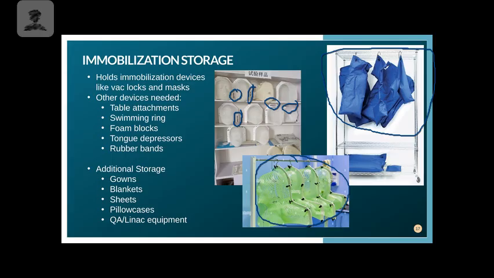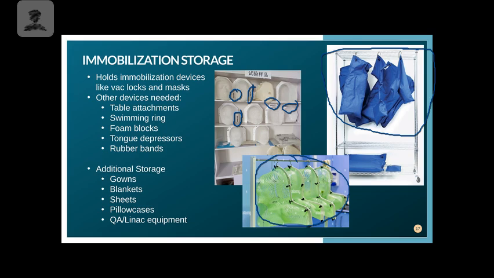If you have tongue depressors for any reason, or rubber bands, again, they'll kind of have their own miscellaneous spot. We may also need additional storage locations for gowns if we have to change the patient, and blankets, especially if they're cold. Some places will have the warm blanket machine. And then also you're going to need sheets or pillowcases to help cover patients when you expose them.